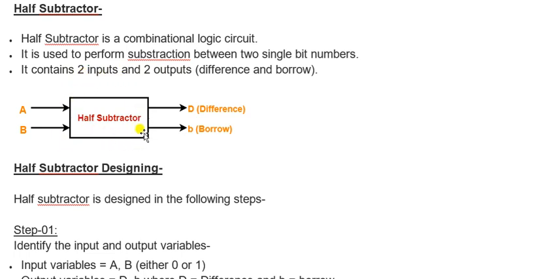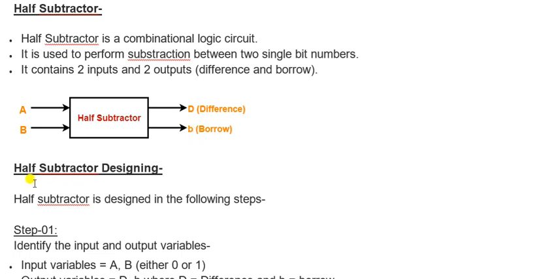So if you look at this block diagram, here we have two inputs A and B and two outputs D and small b, where D equal to difference and small b equal to borrow.